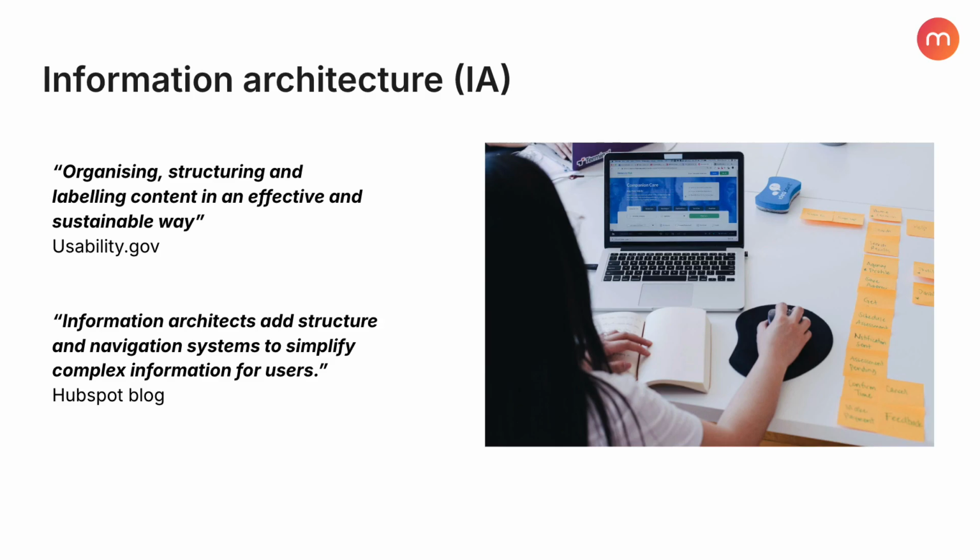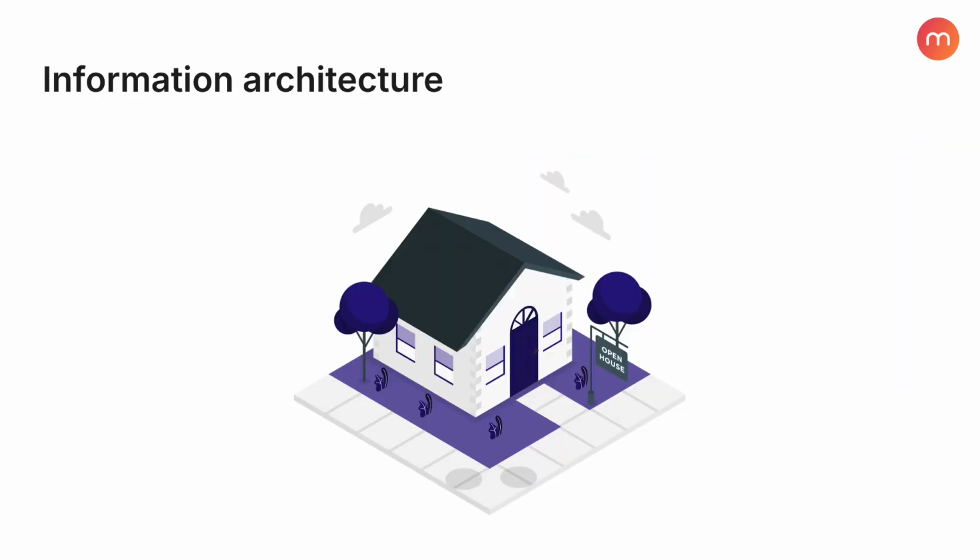Information architecture, or IA, is the process of organising, structuring and labelling content in a way that makes it easy for users to find and understand. The HubSpot blog explains that information architects add structure and navigation systems to simplify complex information for users. In simple terms, information architecture is how we organise and name content so users can find and understand what they need quickly.